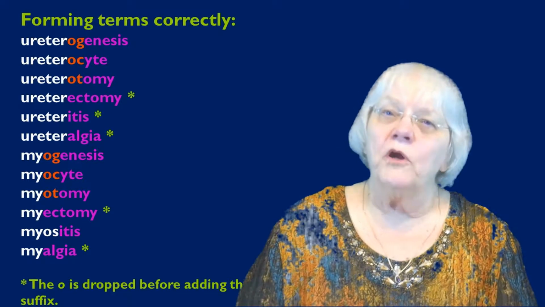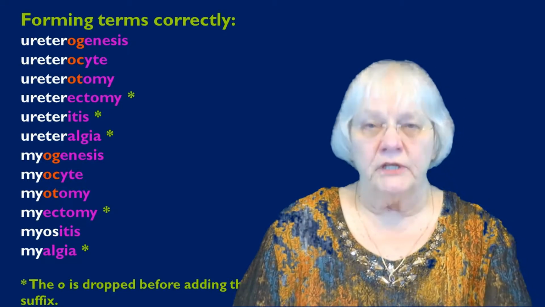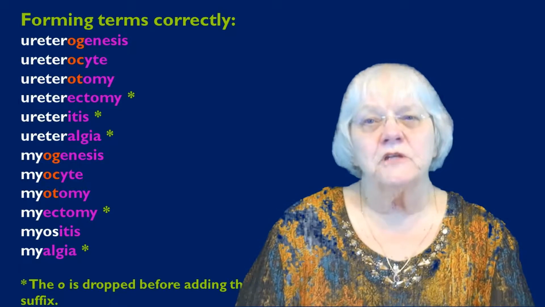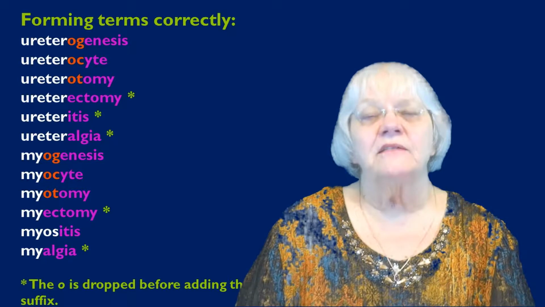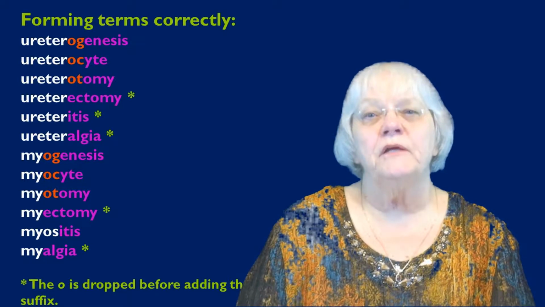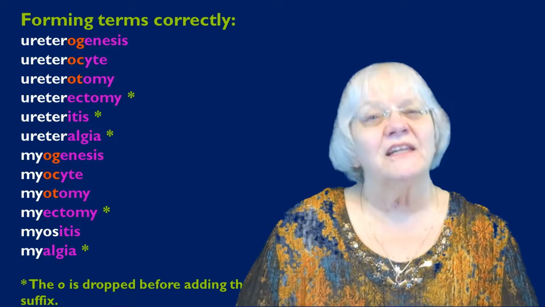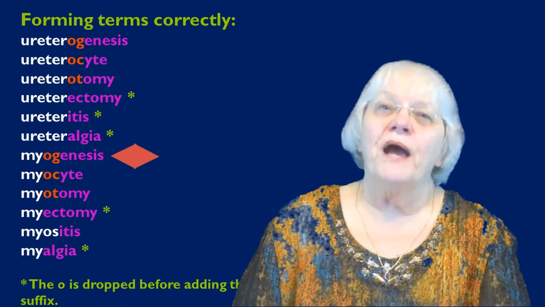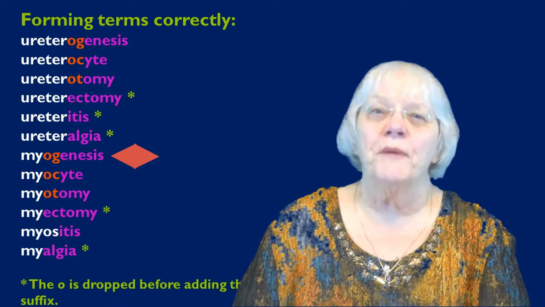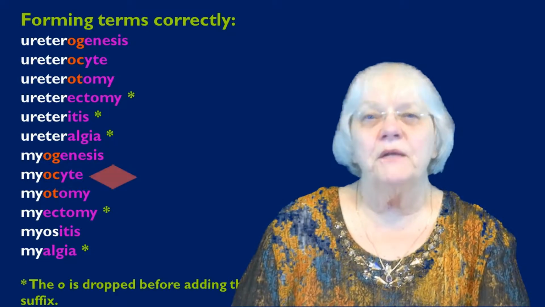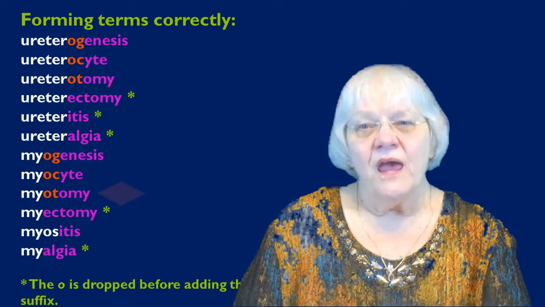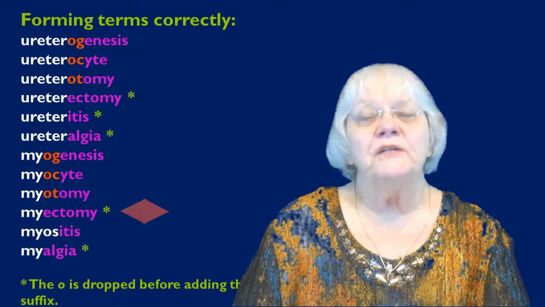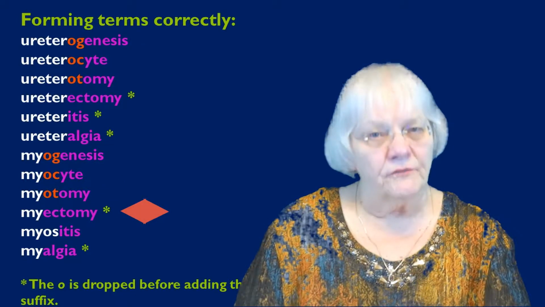By the way, the word ureter can be pronounced ureter. If it is in a compound term, like a medical term, you usually do pronounce it ureter. So it could be ureteralgia, but it makes it a little difficult to say. Finally, we have myo for muscle, myogenesis meaning muscle formation, myocyte, muscle cell, myotomy, to cut into a muscle, myectomy, to remove muscle or part of a muscle.